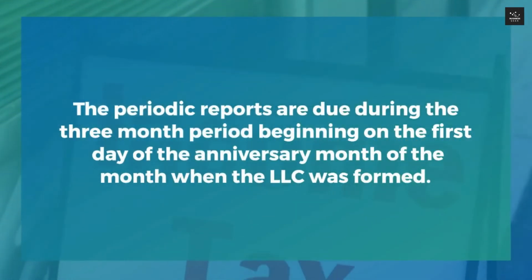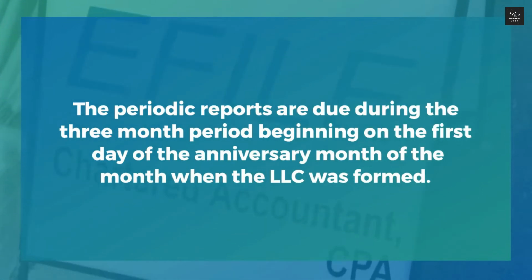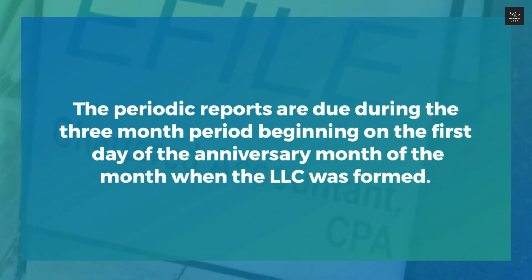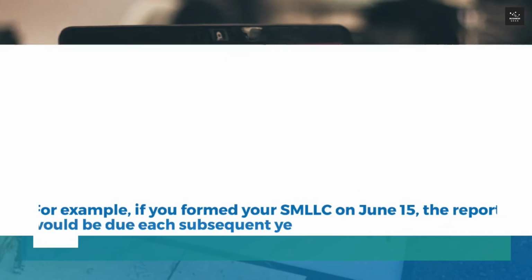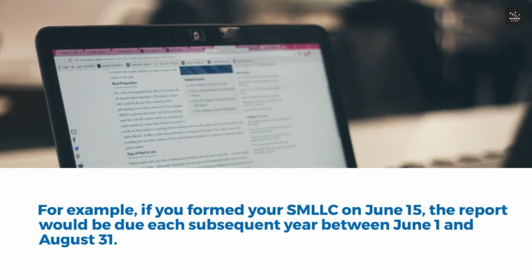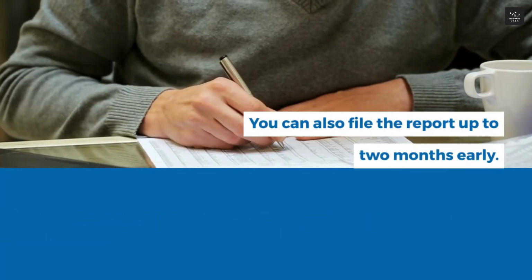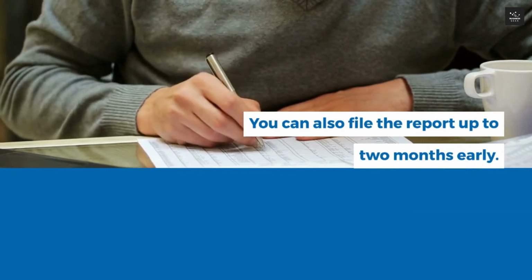The periodic reports are due during the 3-month period beginning on the first day of the anniversary month of the month when the LLC was formed. For example, if you formed your LLC on June 15th, the report would be due each subsequent year between June 1st and August 31st. You can also file the report up to 2 months early.